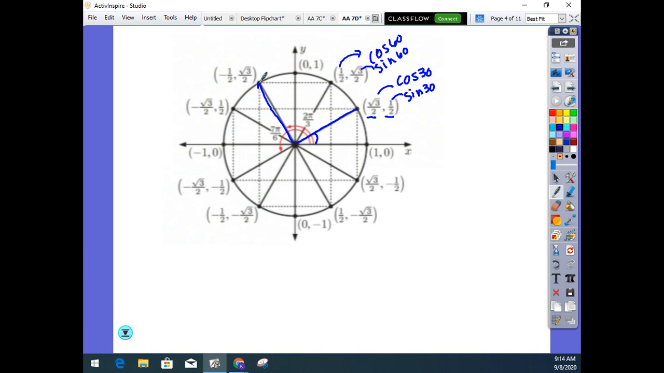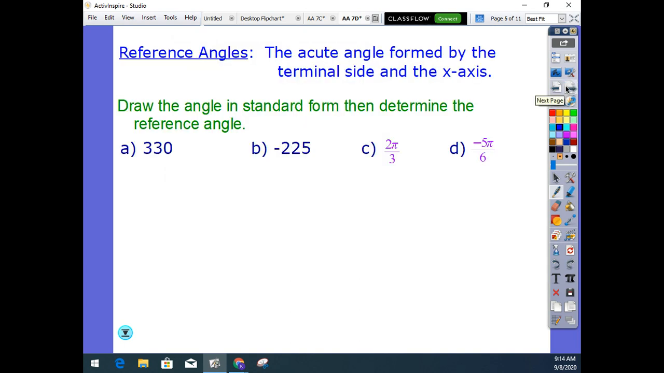And then when we start getting past into the second and third quadrants, we start using reference angles. All right, so go ahead and copy the reference angle definition. The key for the reference angle is it's got to be an acute angle formed by the terminal side and the x-axis. Very, very, very important.